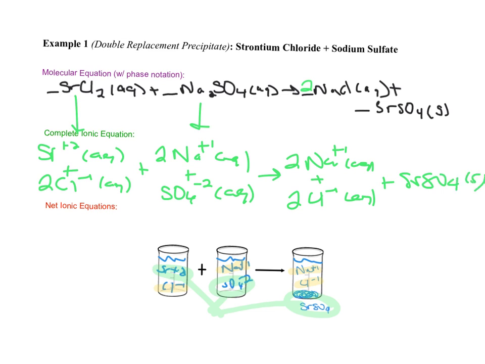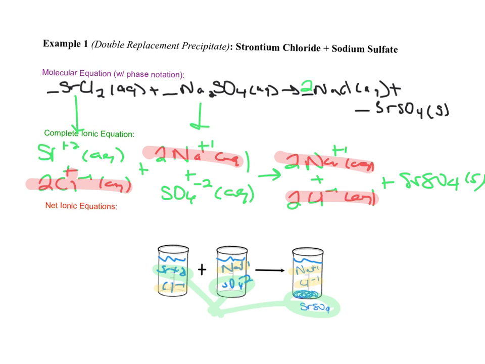So now we're going to cancel out anything that's the same on both sides. That's including what the charge is, what phase it is, whether it's solid or aqueous. So the things that I can cancel out would be chlorine, 2 Cl minus 1 aqueous, and I can also cancel out the sodiums. The strontiums changed, it went from aqueous to solid, and same thing with the sulfate, it went from aqueous to solid. So now we just need to write what's left over at the end.